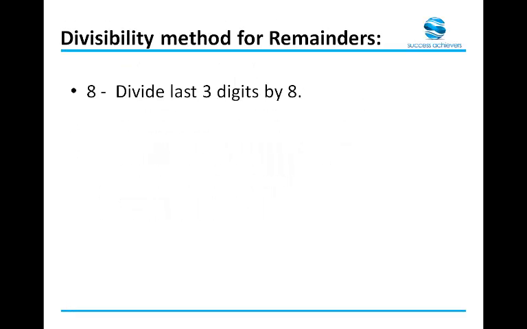So the remainder can be obtained by dividing the last 3 digits of the number by 8. Remember, 1000 is divisible by 8. So you just have to check the last 3 digits to find the remainder. In case of 16, we can generalize.